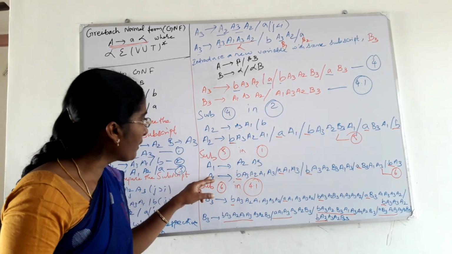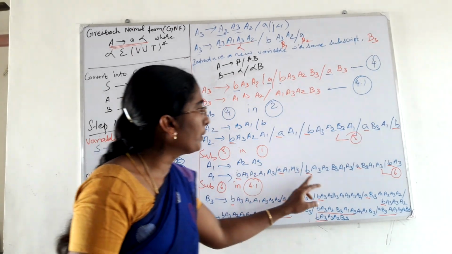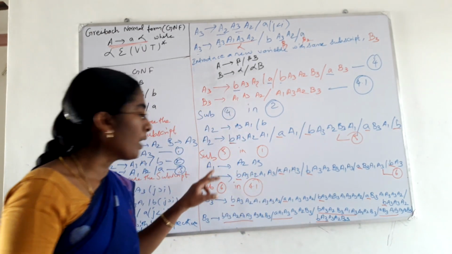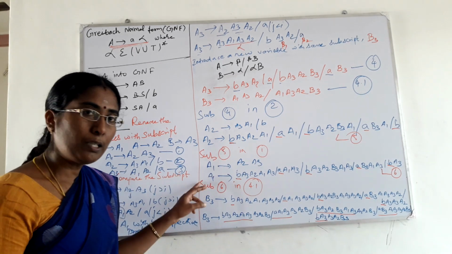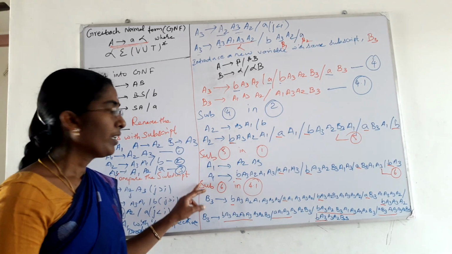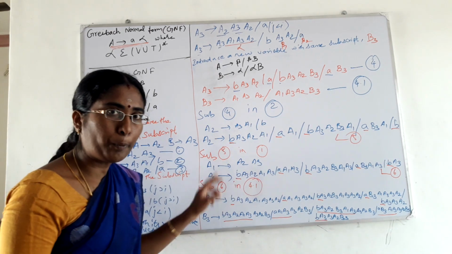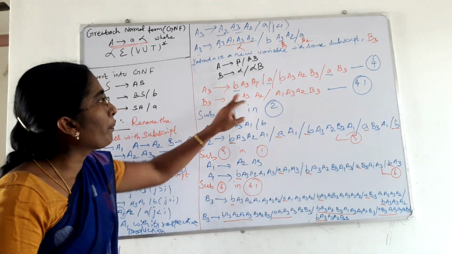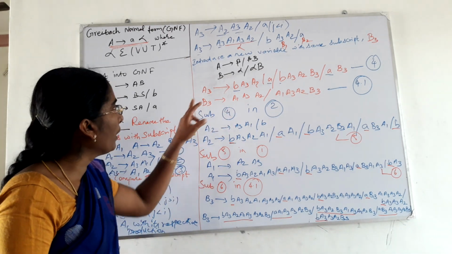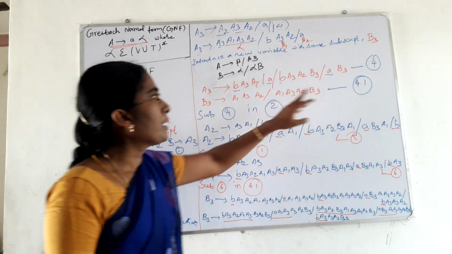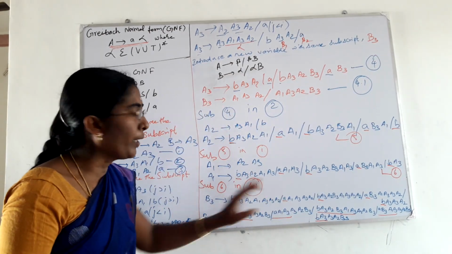So now A1 is having 5 new productions. Now all the 5 productions start with the terminal. Now A1 is also in GNF form. Next, we substitute production number 6, that is the A1 production, in B3. The B3 production is having the first variable as A1. So substitute this A1 in the B3 production. Name this B3 production as 4.1. So substitute 6 in 4.1.